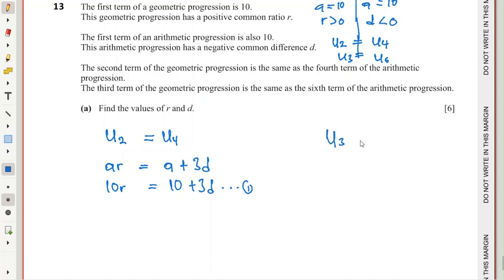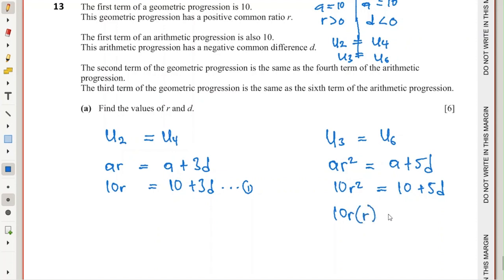Now, we also know that U3 is equal to U6. So U3 in the GP is AR squared, and U6 in the AP is A plus 5D. So here 10R squared is equal to 10 plus 5D. But don't forget that I can write this as 10R multiplying R. Indices: R times R is R squared. Let me call this equation 2.